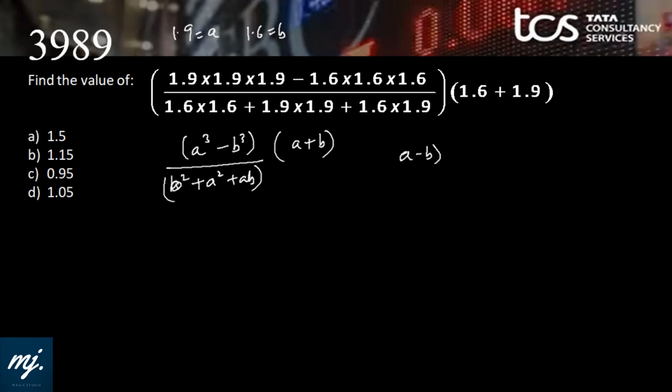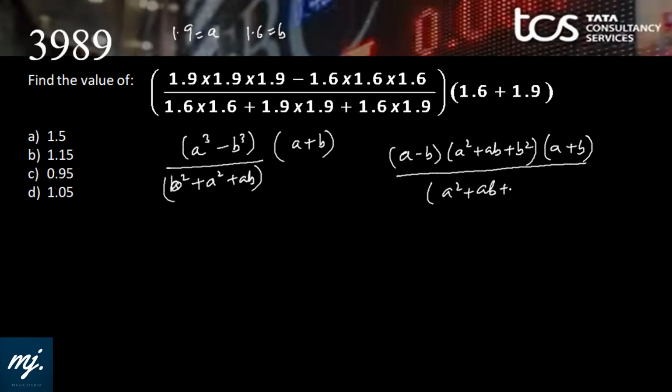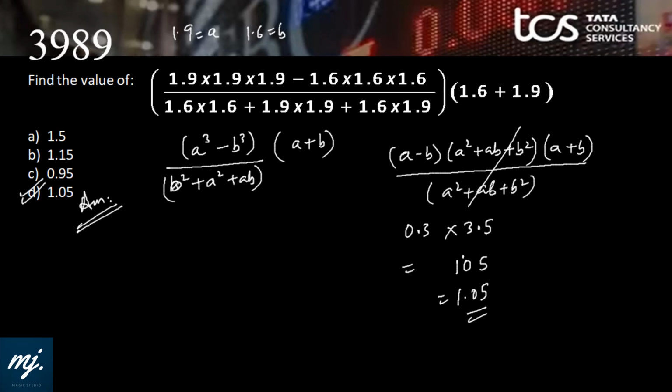Now we know that A cube minus B cube is A minus B into A square plus AB plus B square. Divided by what we have, A square plus AB plus B square, this cancels out. So we end with A minus B, which is 0.3, into A plus B, which is 3.5. So it would be 1.05, and that fits in option D.